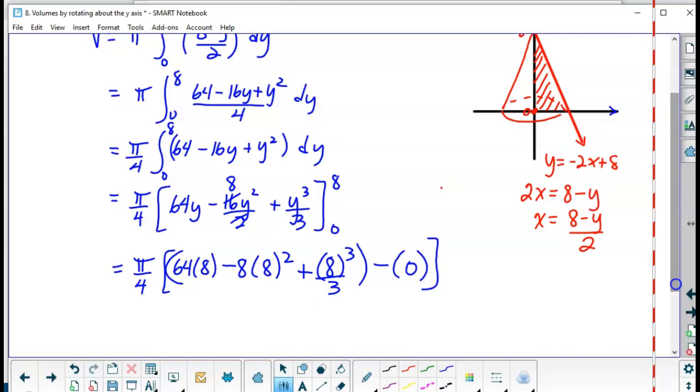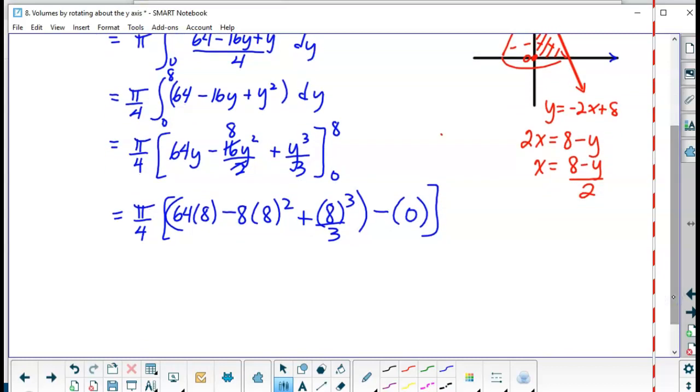Okay, and then we want to evaluate that. If you notice here, 64 times 8 is the same as 8 times 8 squared, because 8 squared is 64. So really, this goes to 0. And so it ends up being pi times 8 cubed over 12. So 8 cubed is 512. And then that reduces to 128 over 3 pi, and that's units cubed.